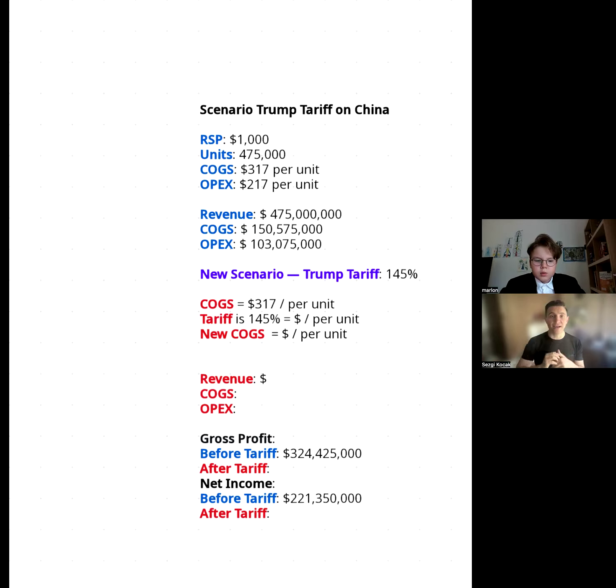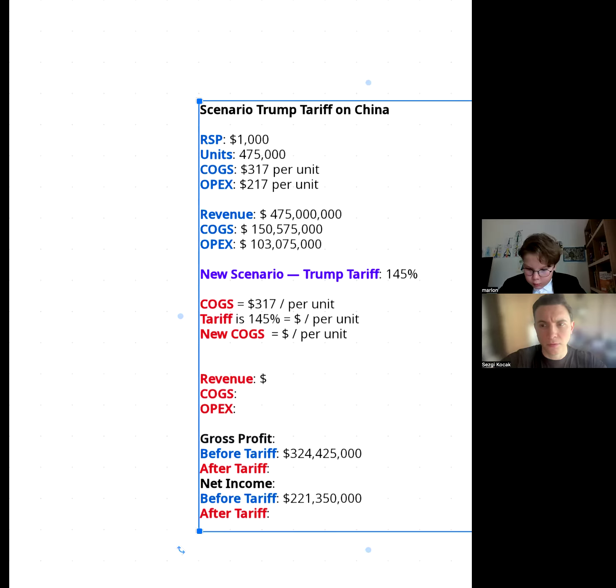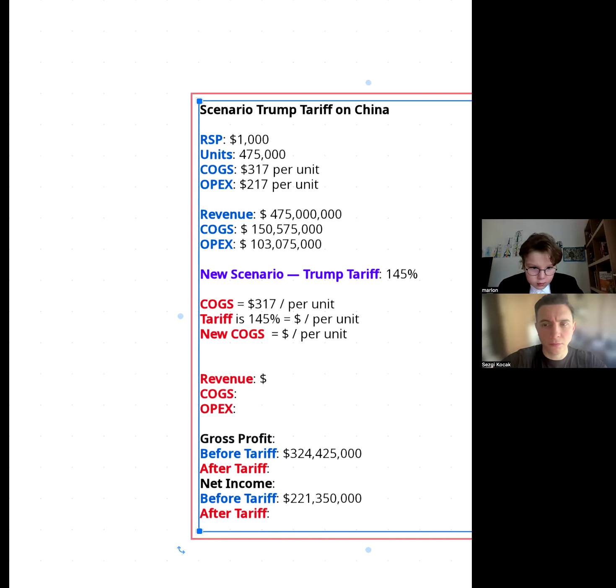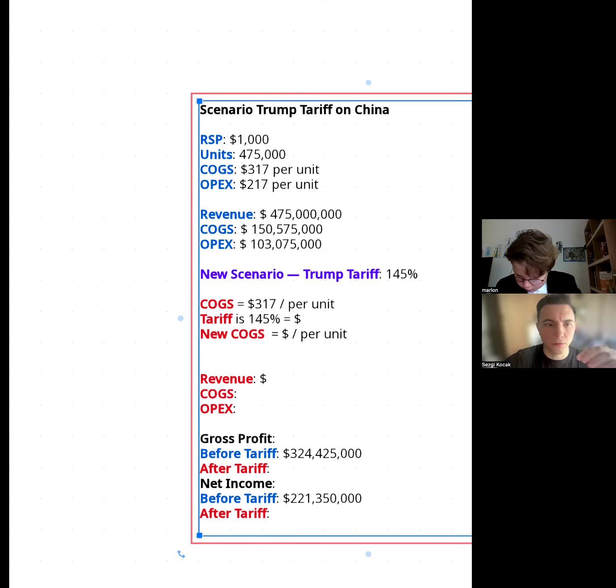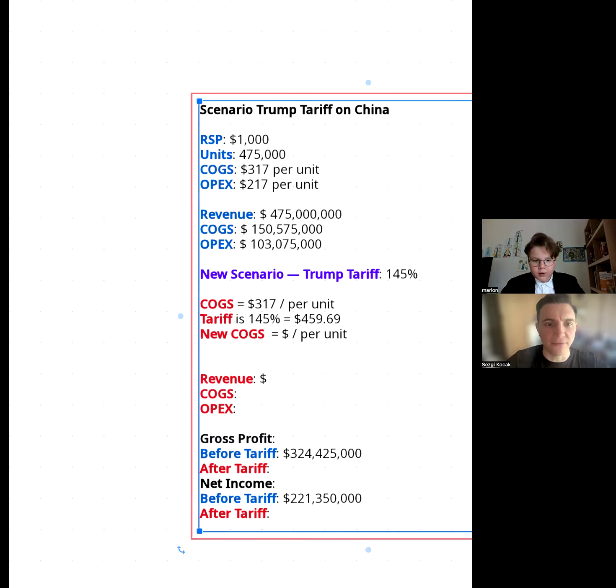Okay, so if that is the case, tell me now the new COGS. First of all, what is the tariff? What's the new tariff? It's 145%. Calculate the number. The number would be 459.65. That is correct. And that is the per unit.